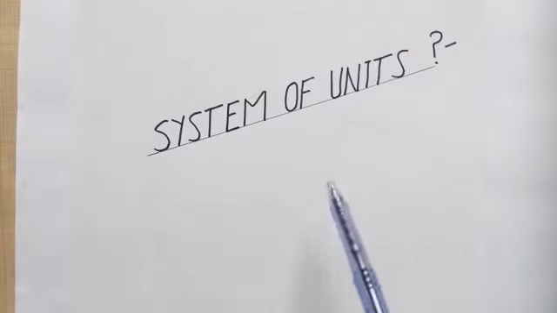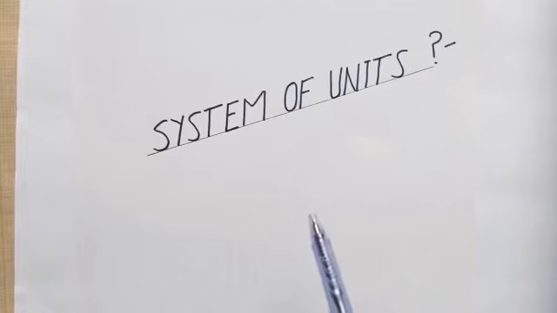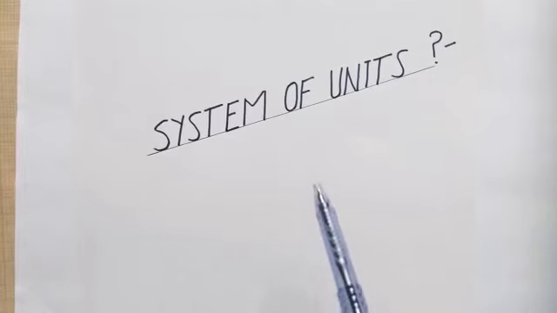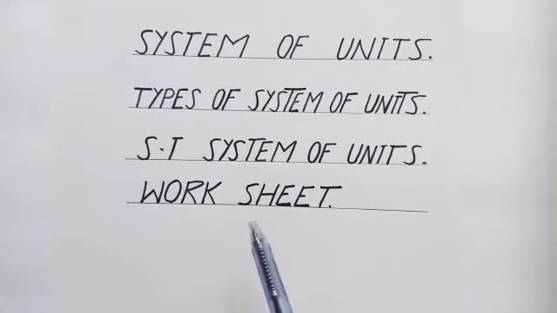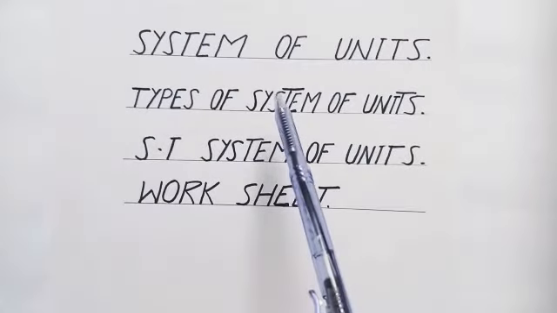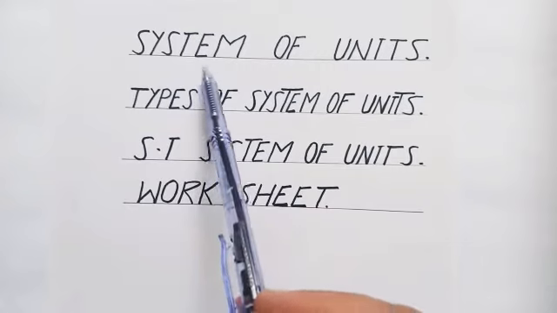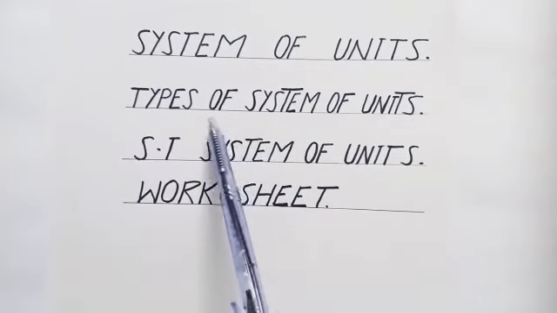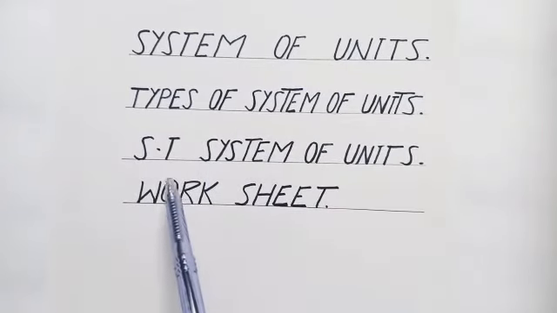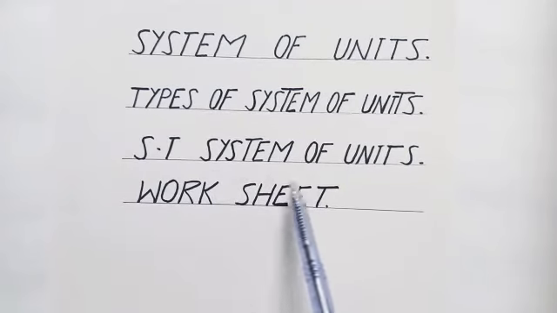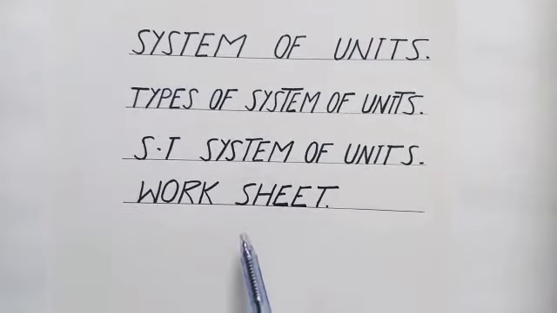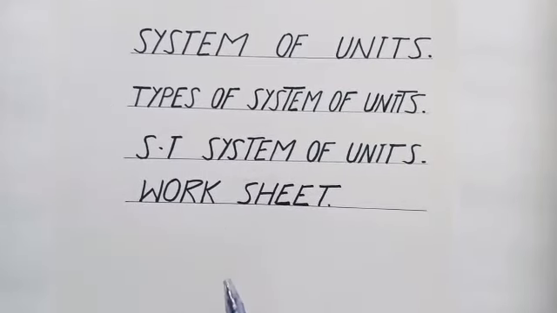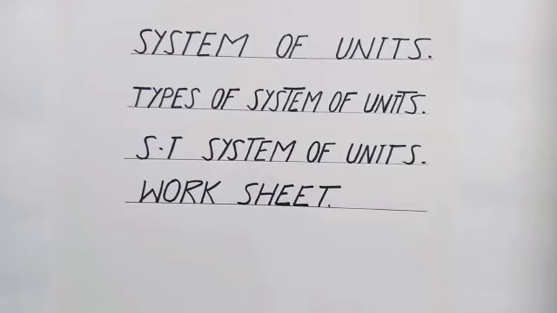So today's lecture is the system of unit. First of all, we will define what is system of unit. So four things we are going to discuss in this lecture. That is first the system of units, then types of the system of units, then what is SI system of units, then at the end I will give you a worksheet. In that worksheet there are given different questions. You will solve these questions. These are the four things we will discuss in this lecture.